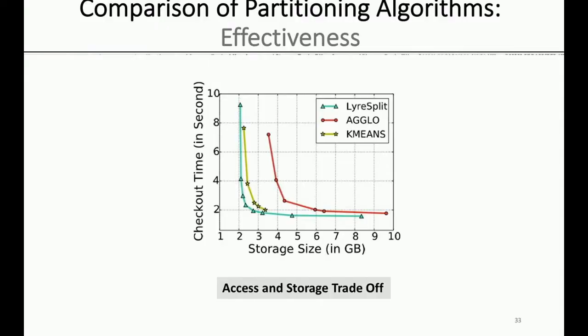We first look at the effectiveness, where the x-axis is the storage size and the y-axis is the checkout time. As an example, this point shows the storage size is around 2.3 gigabytes, and the checkout time is around 2.9 seconds. We can see that as the storage size increases, we can reduce the checkout time. Also, our proposed algorithm Lifecycle is dominating the other two algorithms. Of the other two, K-means is performing better, and it is quite close to Lifecycle.